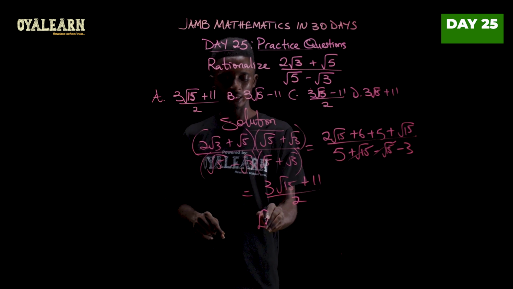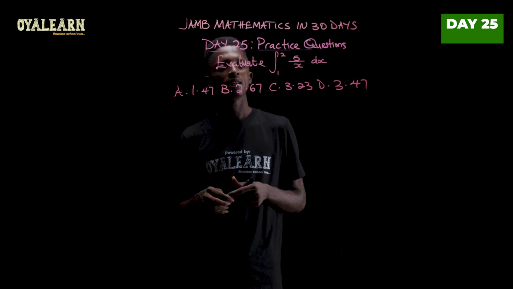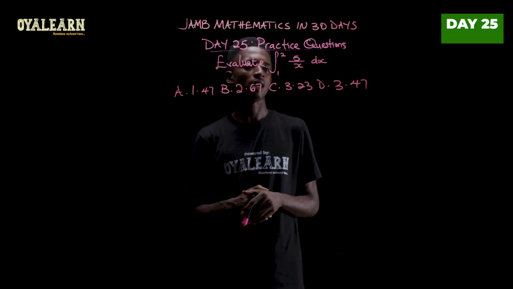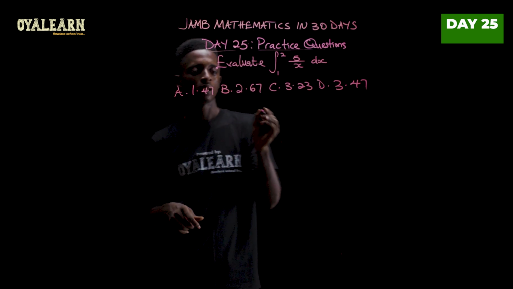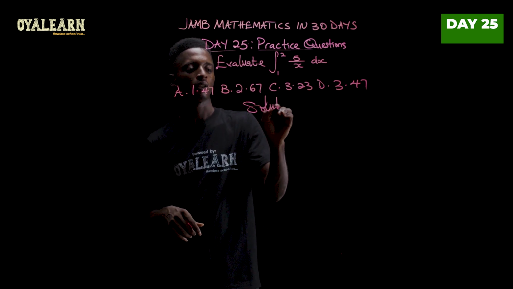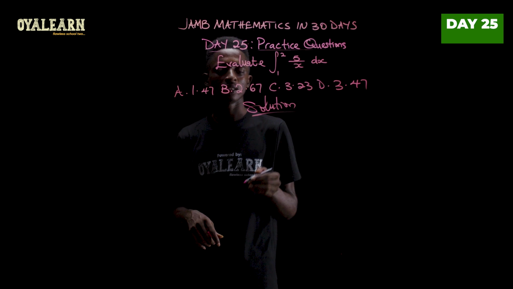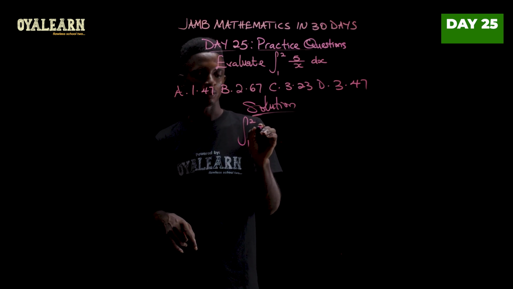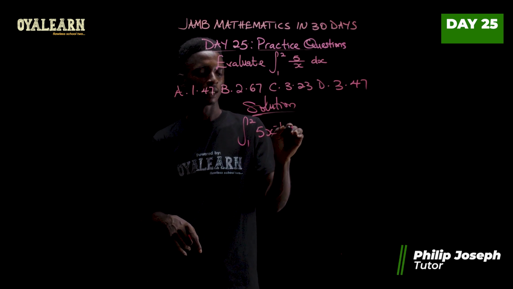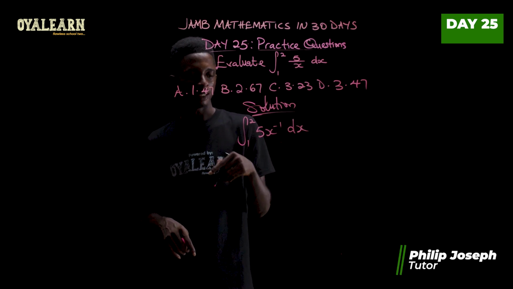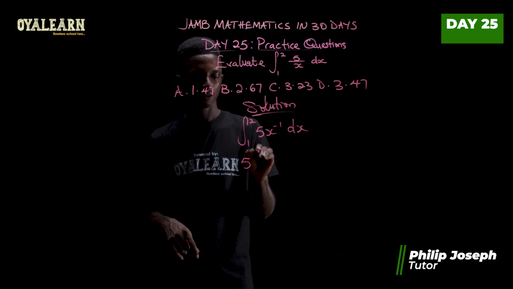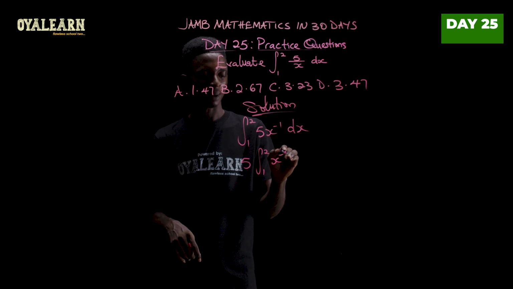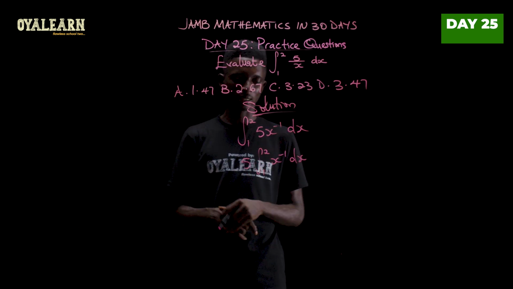That is option A. Evaluate the integral with upper limit 2 and lower limit 1 of 5 over x with respect to x. Now, let's simplify this. We can then say integral lower limit 1, upper limit 2. This can then be written as 5x raised to the power minus 1 dx. And then the 5 comes out, so we'll have 5 integral of x raised to the power minus 1 dx.